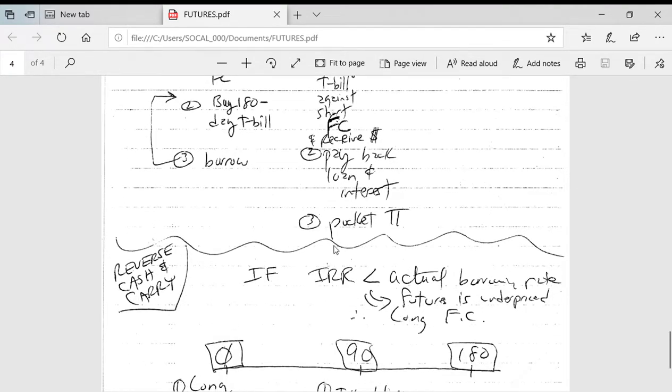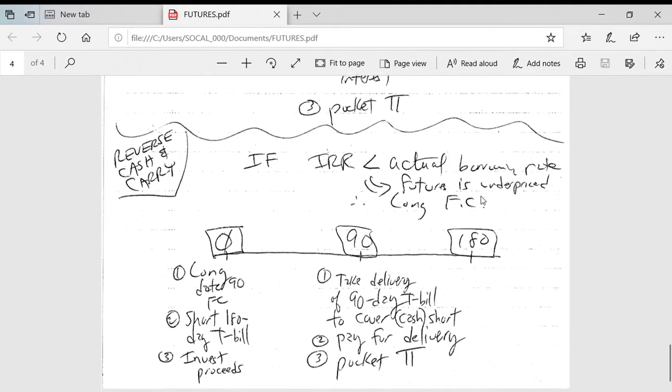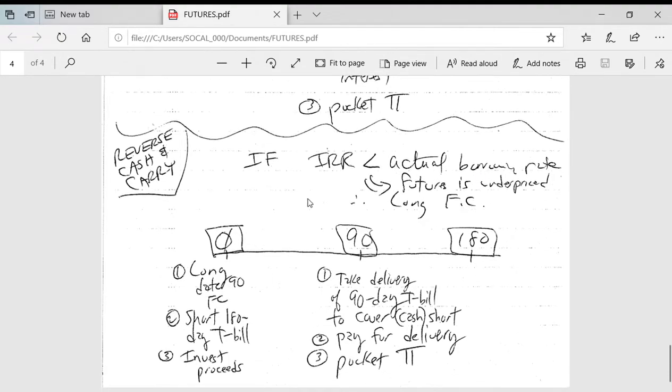Now, let's look at the opposite, a reverse cash and carry. Of course, if the implied repo rate is less than the actual borrowing rate, that means we're not earning as much when we simultaneously purchase the spot asset and go short a futures contract on that spot asset. So if the implied repo rate is less than the actual borrowing rate, the implication is the futures contract is underpriced, therefore we'll go long the futures contract, and we'll take an opposite position in the appropriate futures contract.